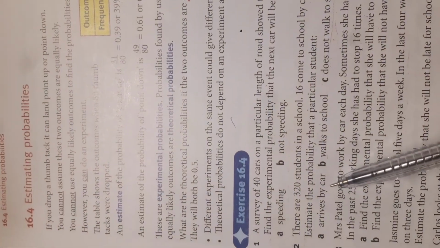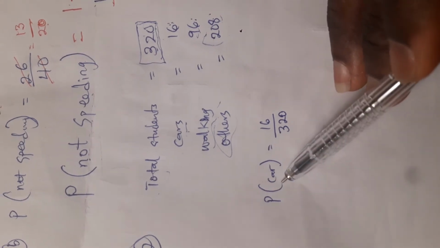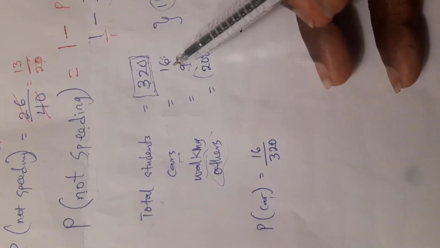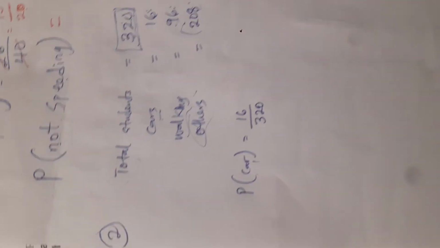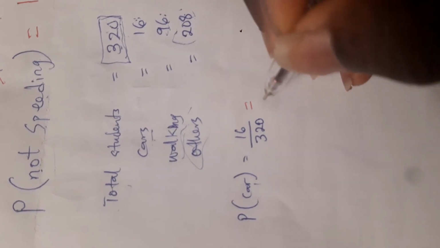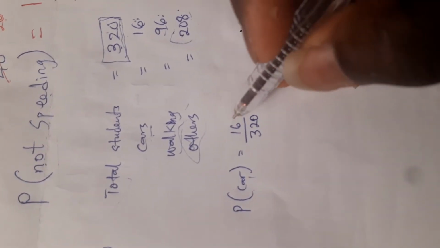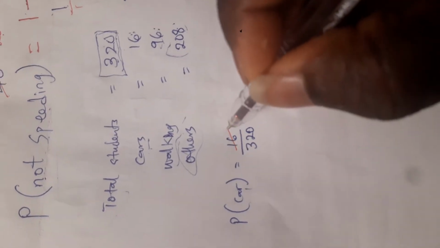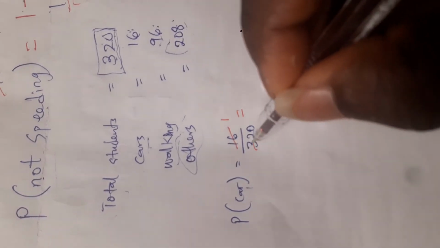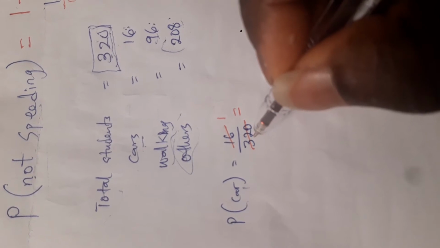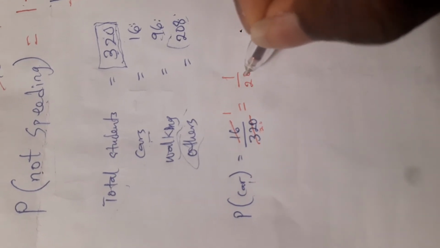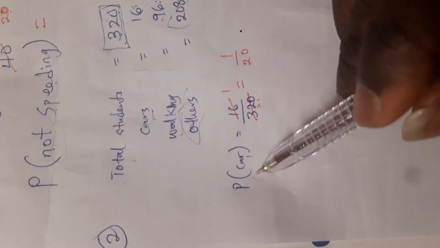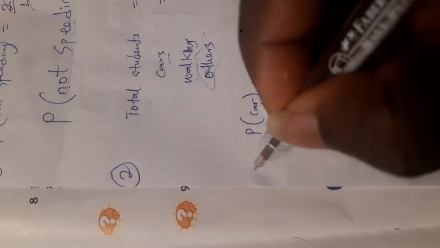Now the question says, what is the probability of those that arrive by car? The probability of those that come to school by car is 16 over the total number of students. So I have 16 over 320. Now this is not the simplest form. The simplest form of 16 over 320 is 1 over 20. This is the probability of those that come to school by car. This is question 2A.